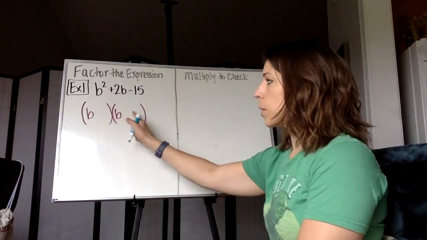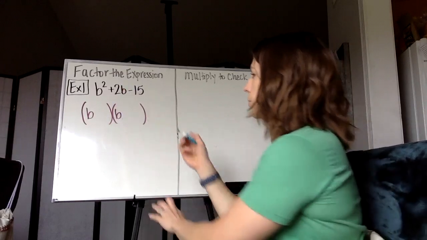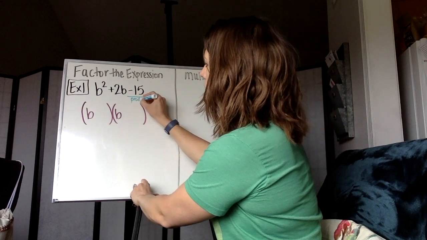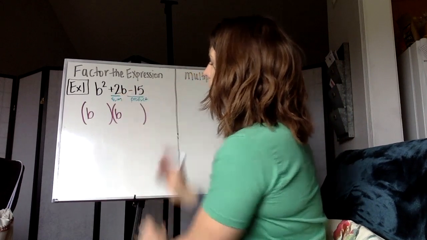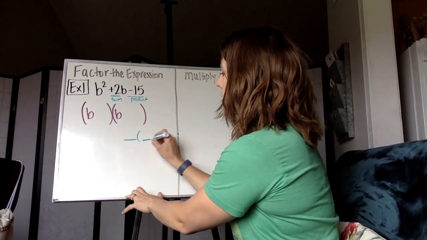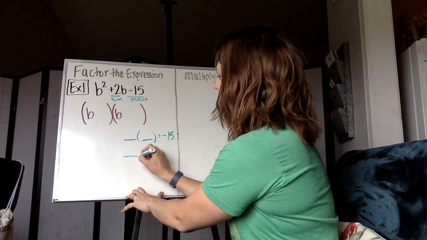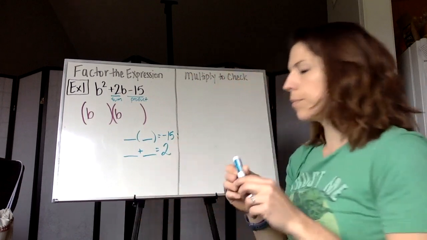But it can't just be what 2 numbers multiply to 15. It's also what 2 numbers add to 2. So we play the game. What 2 numbers have a product of negative 15 and a sum of positive 2. So we'll play that game down here. What times what is negative 15? That when I add them together, I get positive 2.